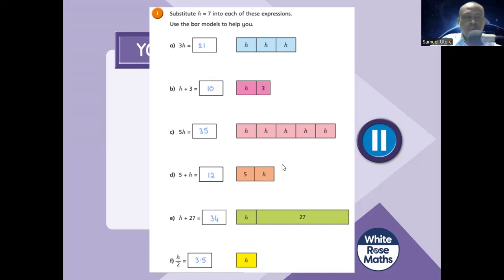5h means 5 lots of h in little bars if you were to draw them. So if you put the number 7 in each of them, of course you have 5 lots of 7, so your answer will be 35. So using the bar model, you can see that it's easy to think about some of these simple expressions.